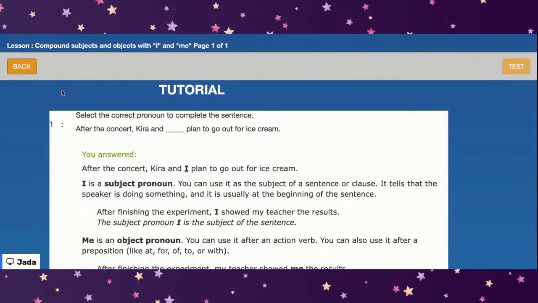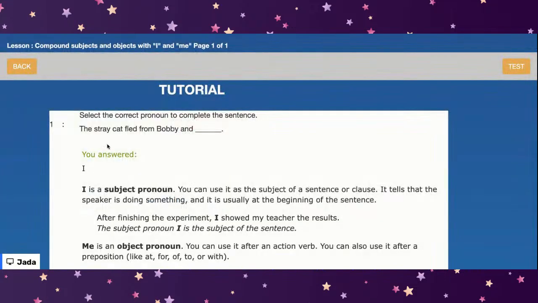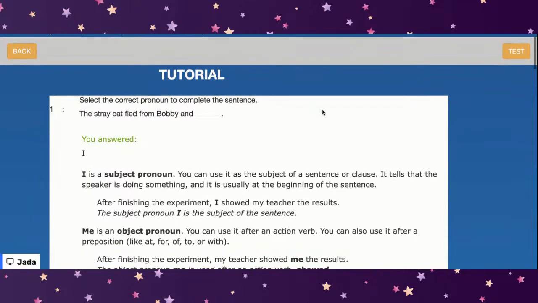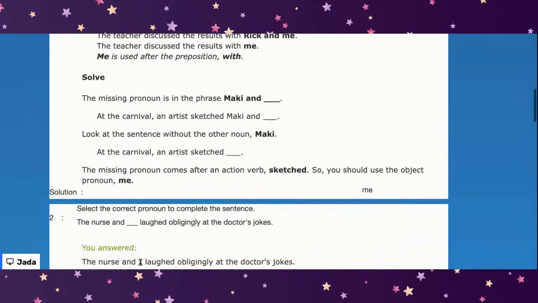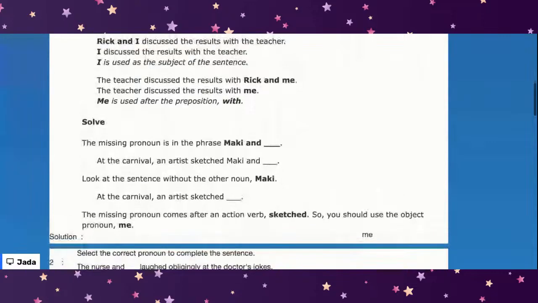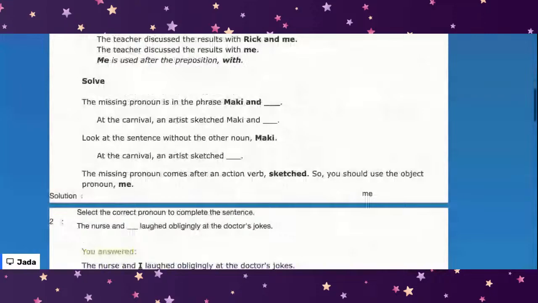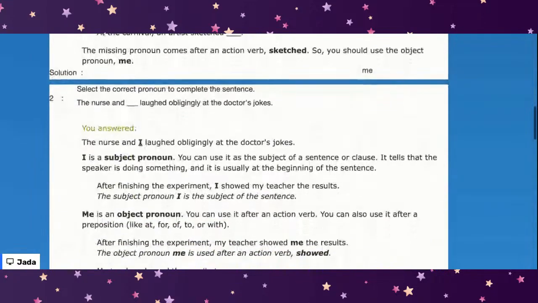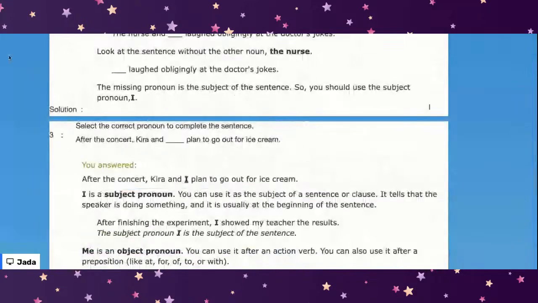So let's look at more sentences before we continue. The stray cat fled from Bobby and me, or Bobby and I. So the stray cat fled from me. Okay, so you can say me. Okay, still the same.